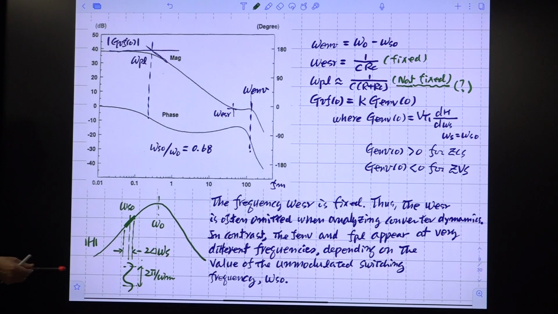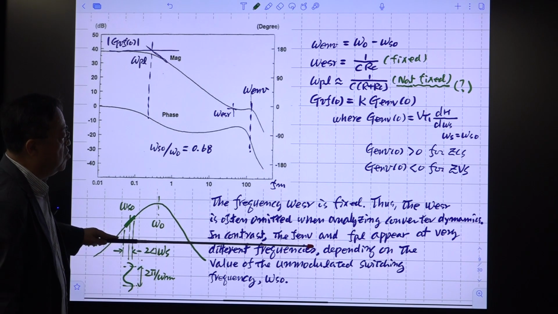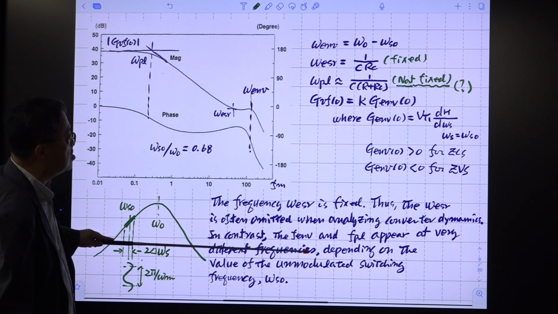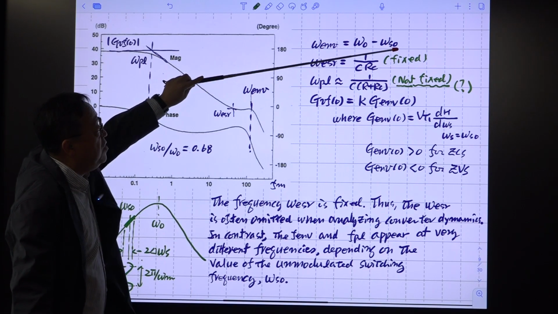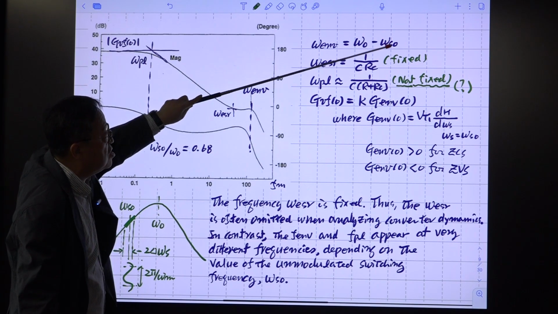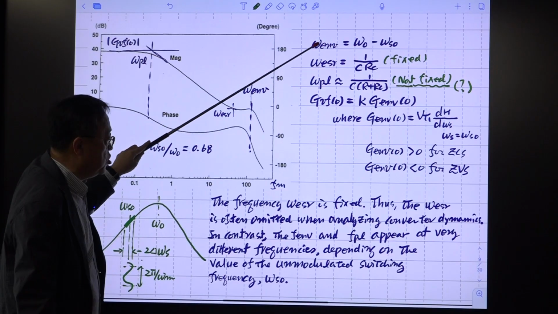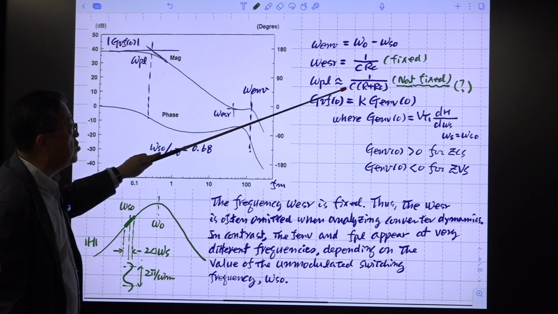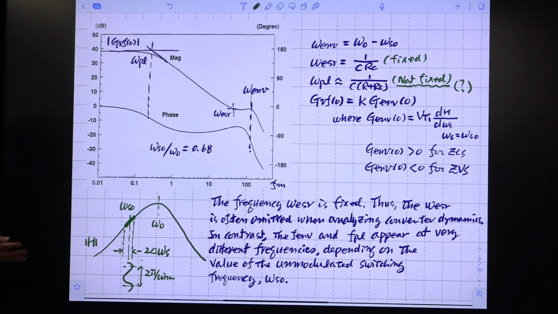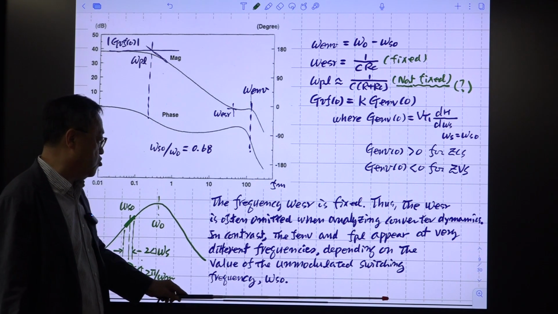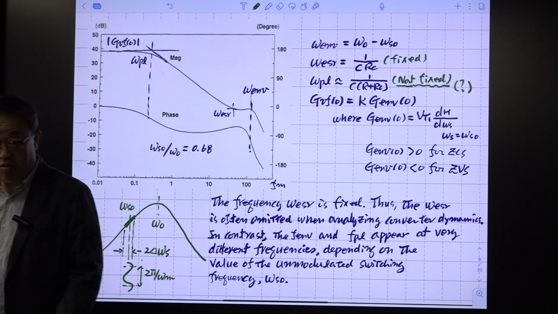But in contrast, this will be changed. That is true because it's given by the difference between the resonant frequency and the unmodulated switching frequency. When this is changed, this should be changed. But in addition to that, somehow this FPL also occurs at very different frequencies depending on the value of the unmodulated switching frequency, omega s.